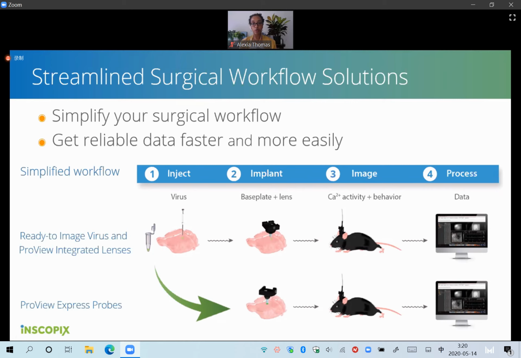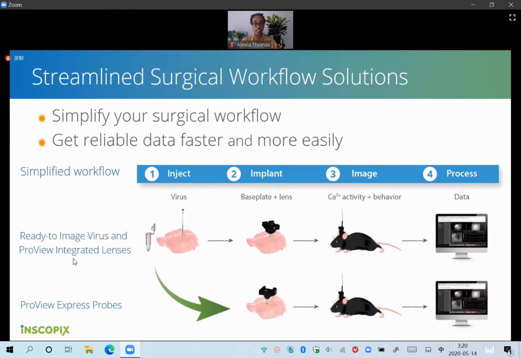And towards that goal, we've been working on aspects of the surgical workflow to see where we can make it better. So our goals are two. One is to simplify the surgical workflow. The other is how do we ensure you get reliable data faster and more easily. I also want to stress the point about reliable data: we want you to get to the imaging fast, but we also want to ensure the data you're capturing is reliable so that we truly move the neuroscience field and mental health research in a positive direction.